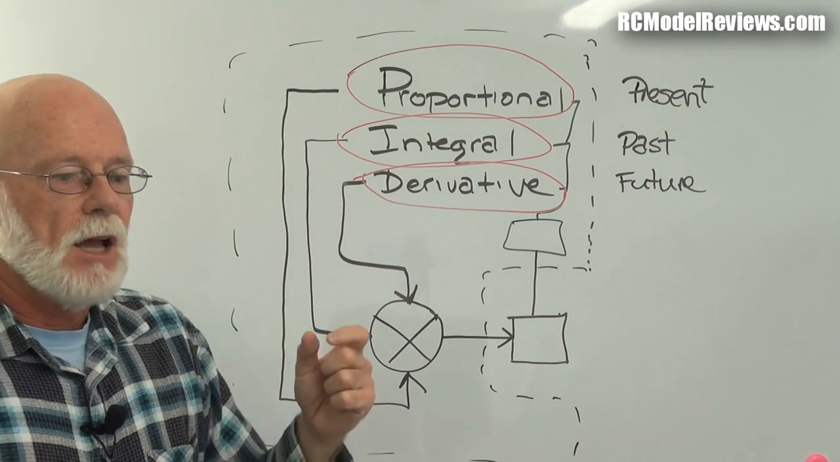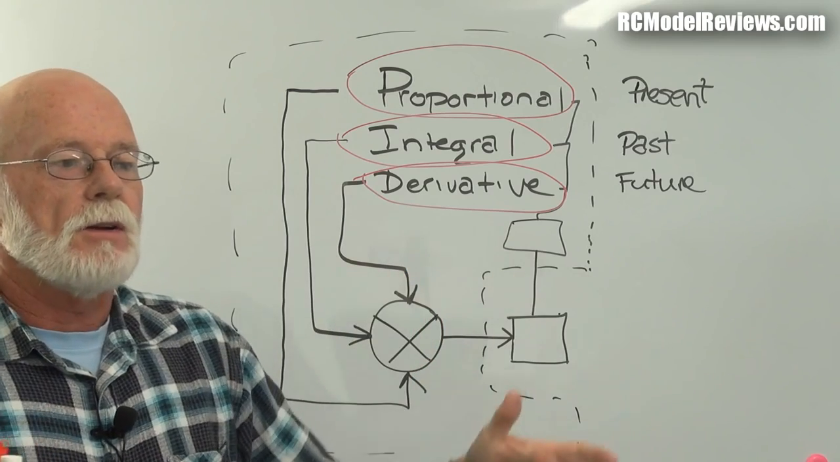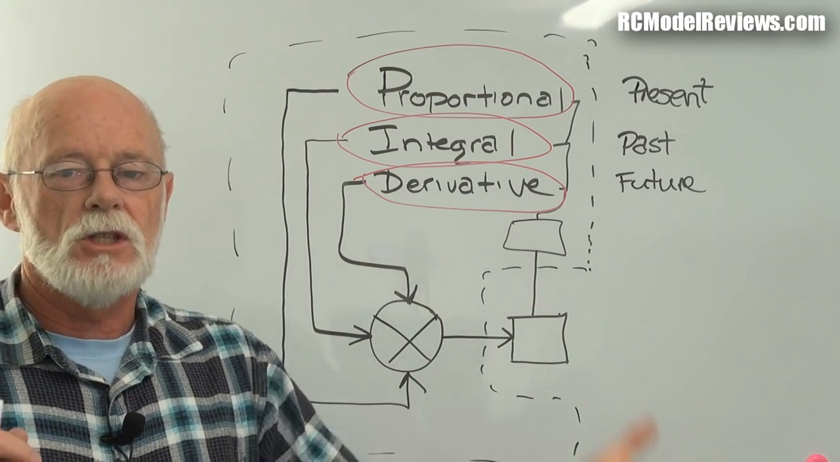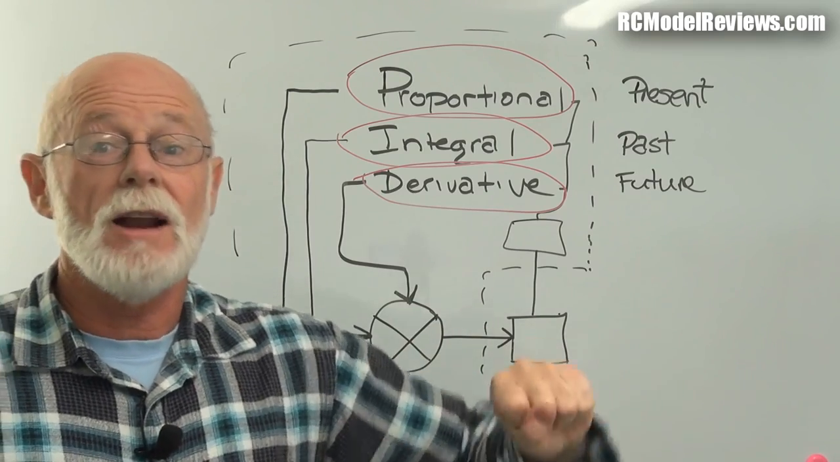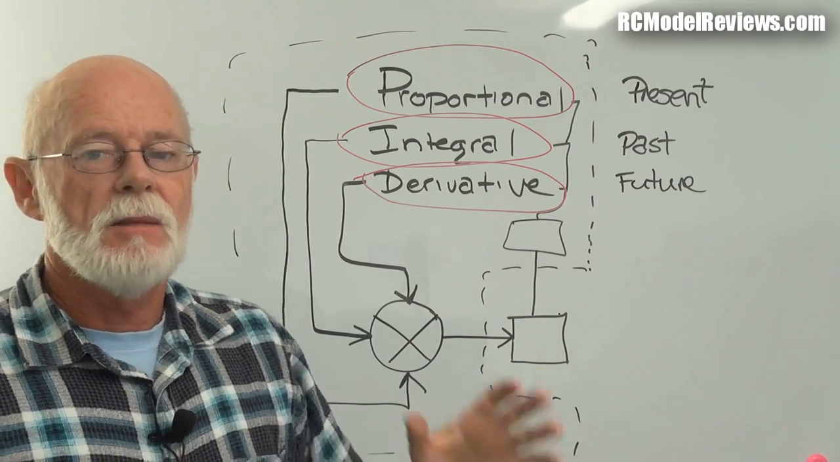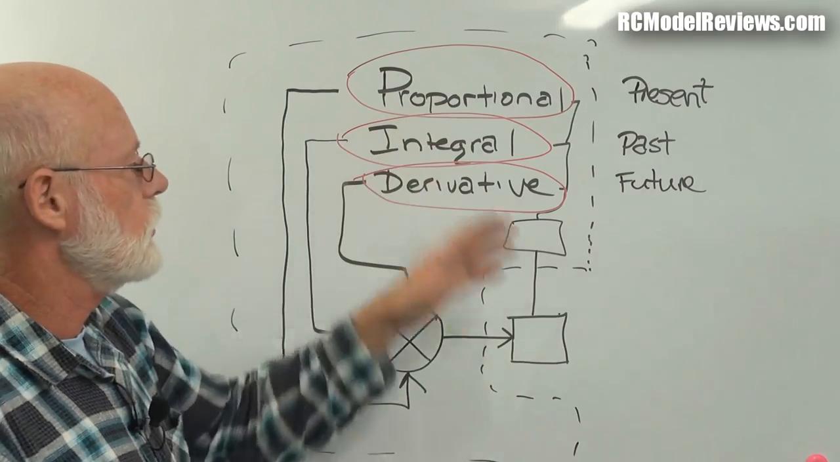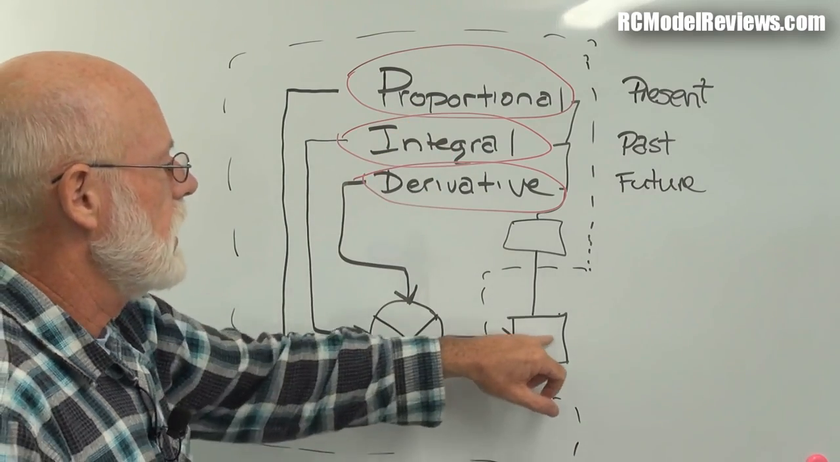Proportional is like saying, oh, it's too hot, add cold water. Or it's too hot, turn down the hot water. And if it's really, really hot, then you might turn the hot water right off and let the cold water cool it down. So the amount of adjustment you make is proportional to the amount that the correction needs to be.